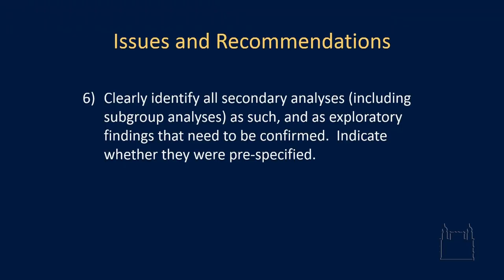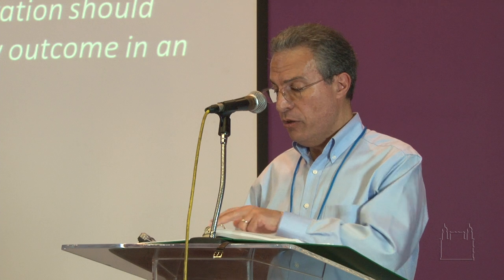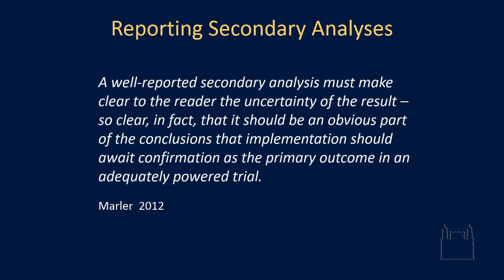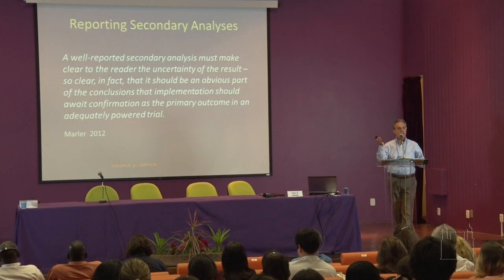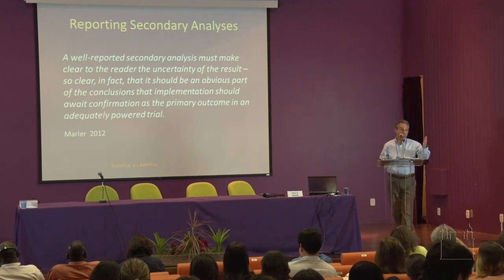Number six. Clearly identify all secondary analyses, including subgroup analyses, as such and as exploratory findings that need to be confirmed. Indicate whether they were pre-specified. Very important. I know this guy, John Marler. He wrote, a well-reported secondary analysis must make clear to the reader the uncertainty of the result. So clear, in fact, that it should be an obvious part of the conclusions that implementation should await confirmation as the primary outcome in an adequately powered trial. You have to be very clear that this is secondary, this is hypothesis generating. Basically, the information triggers other hypotheses that can be run for a specific trial.